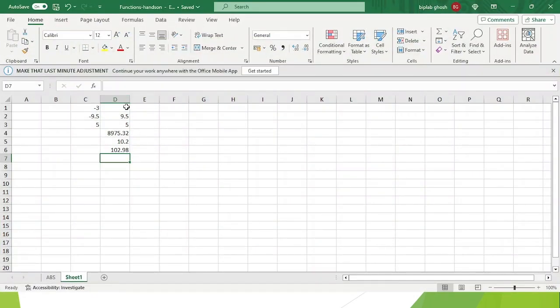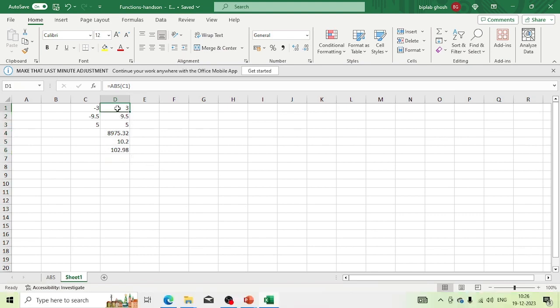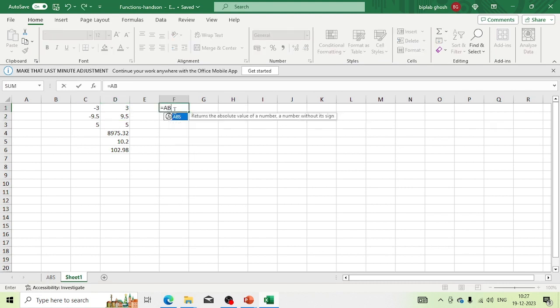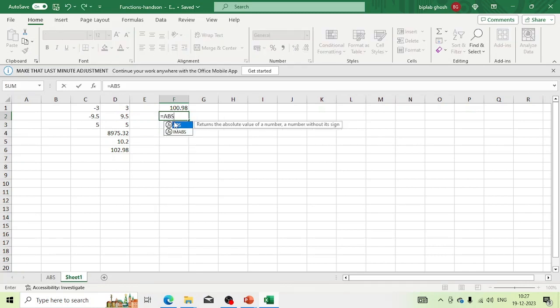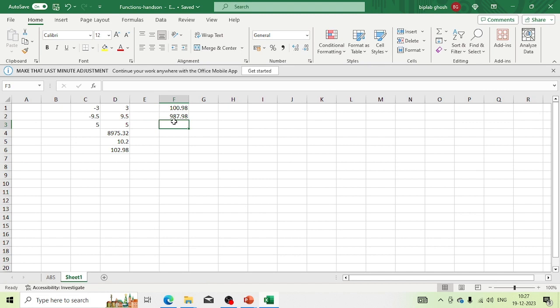I have already provided some examples here. For example, the absolute value of -3, C1 is -3, is 3. Similarly, let's do another one. The absolute value of -100.98 is 100.98. It ignores the negative sign and returns only the pure magnitude of the number. If it is a positive number, the result is going to be equal to the number itself. The absolute value of 9 is going to be 9, and so on and so forth.